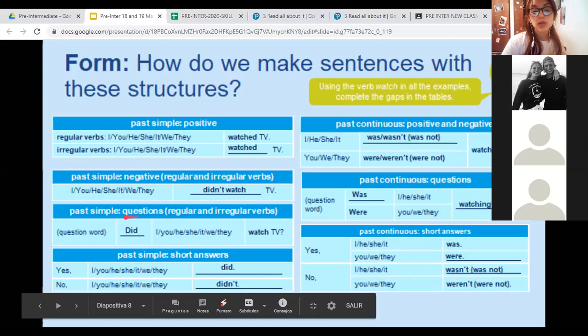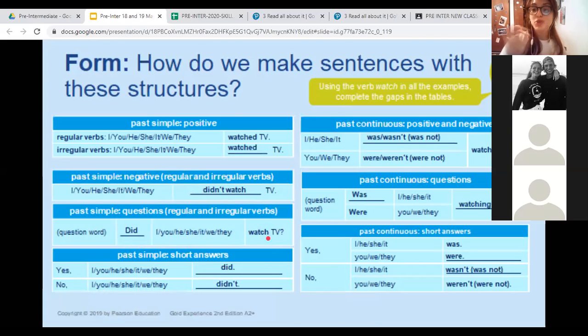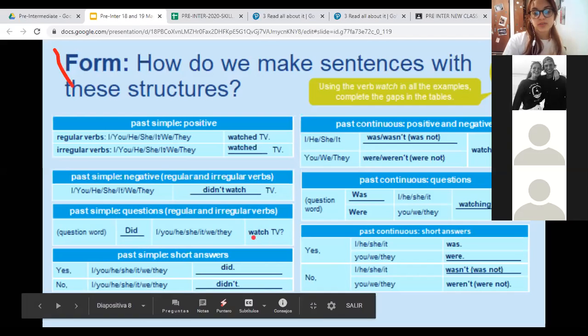To form a question, what happens? We have the auxiliary, the subject, and again, the verb in the infinitive. I do not want to see any INGs, any EDs, nada. Only infinitives. And then the answers are yes, I did, no, I didn't. And that's about it. Is this clear? Yes.